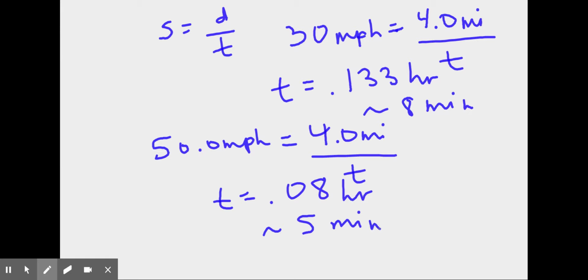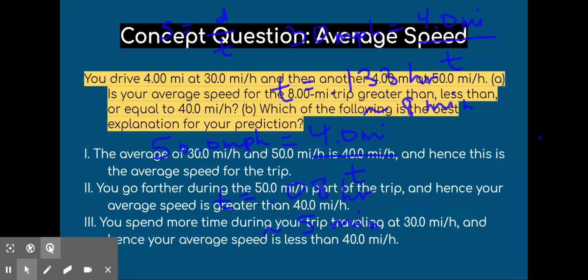So we can see through these calculations, and I'm not using significant figures or anything like that right now, I'm just calculating this quickly to try to understand the problem. We spent less time traveling at 50 miles an hour than we did traveling at 30 miles an hour. So since we spent more time traveling at 30 miles an hour, that means our average should be closer to 30.